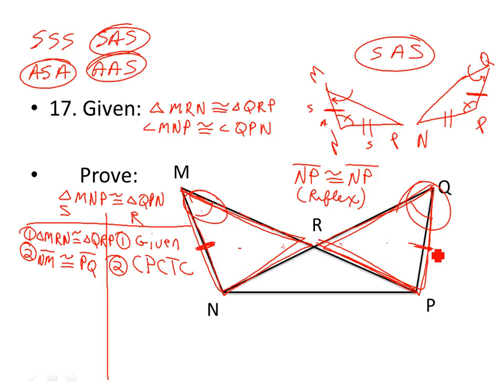What did I put out here beside the two? Now where did I go to next? The other given up here. Angle MNP was congruent to QPN. How do we know that those two angles were congruent?